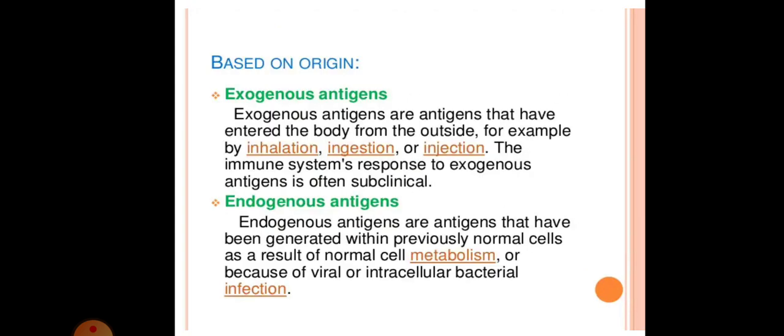Now based on origin, antigens can be categorized into the following types: exogenous antigens and endogenous antigens. Exogenous antigens are antigens that have entered the body from the outside, for example by inhalation, ingestion or injection. The immune system response to exogenous antigen is often subclinical. So antigens that come from outside and attack our body through inhalation, ingestion and injection are called exogenous antigens.